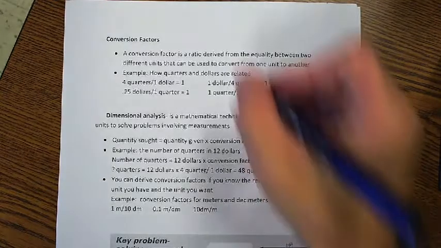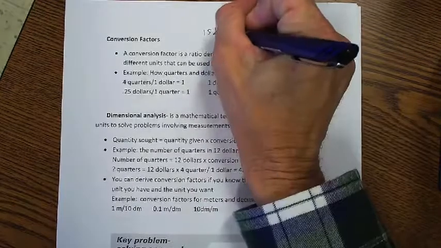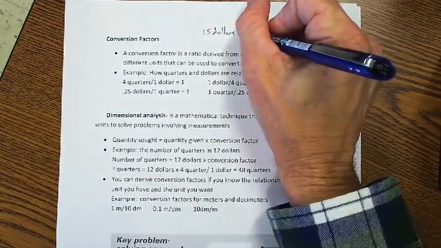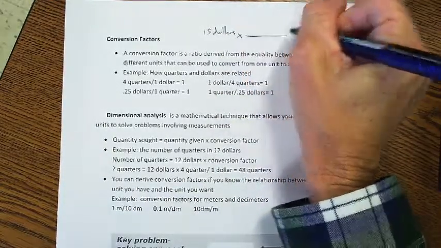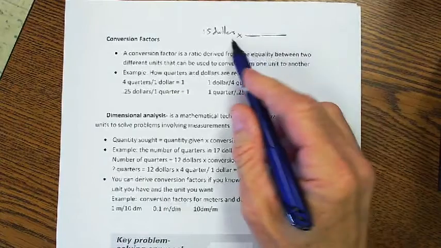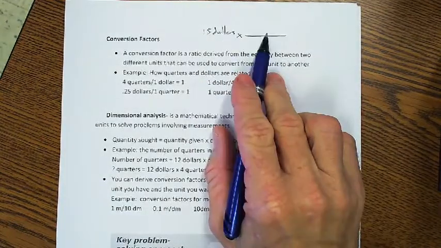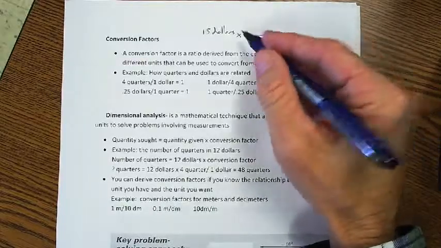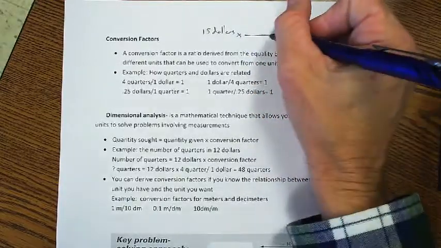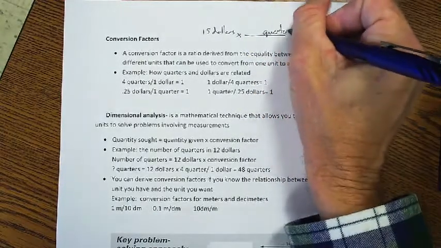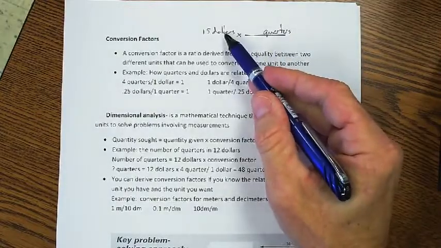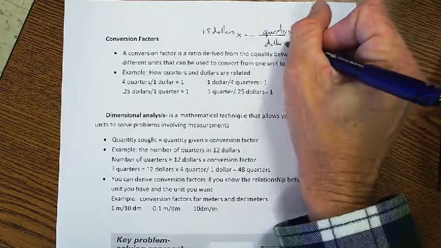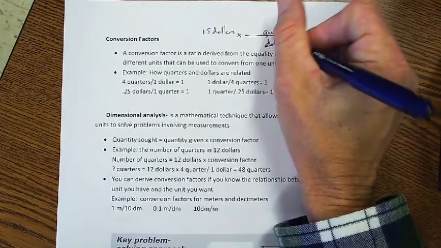So let's say we have $15. So you got $15, and we want to know how many quarters that is. Let me show you how to set it up using dimensional analysis. First of all, write down what you have first, and then write down what you want at the top of your conversion factor. This is our conversion factor here. So I'm saying $15 is how many quarters. So put quarters there. And then always take the unit you start with and put it at the bottom of your conversion factor, because you have to cancel and get rid of that unit.